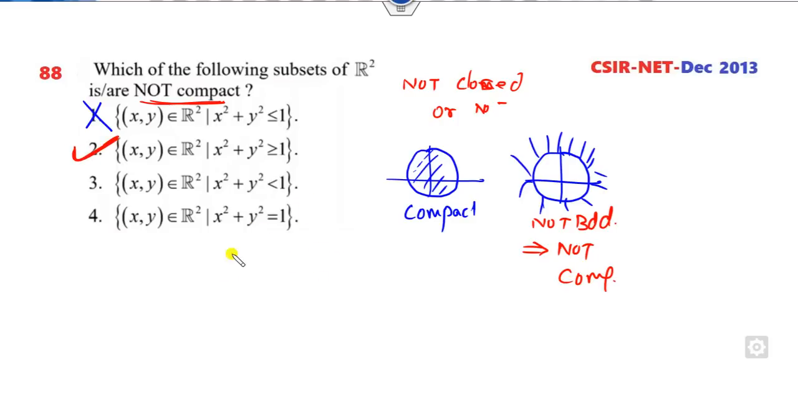Look at this one. It is open, that is, the boundary points are not included. So once boundary points are not included, it means it is not closed. So this means this is not a compact set.